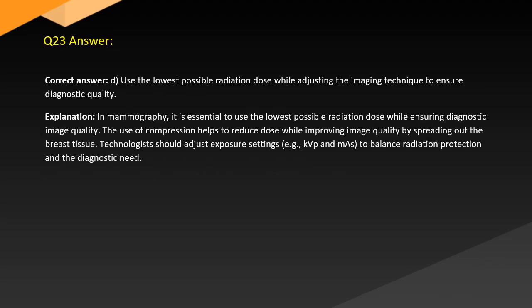Answer. Correct answer: D. Use the lowest possible radiation dose while adjusting the imaging technique to ensure diagnostic quality. Explanation: In mammography, it is essential to use the lowest possible radiation dose while ensuring diagnostic image quality. The use of compression helps to reduce dose while improving image quality by spreading out the breast tissue. Technologists should adjust exposure settings, e.g. kVp and mAs, balancing radiation protection and the diagnostic need.